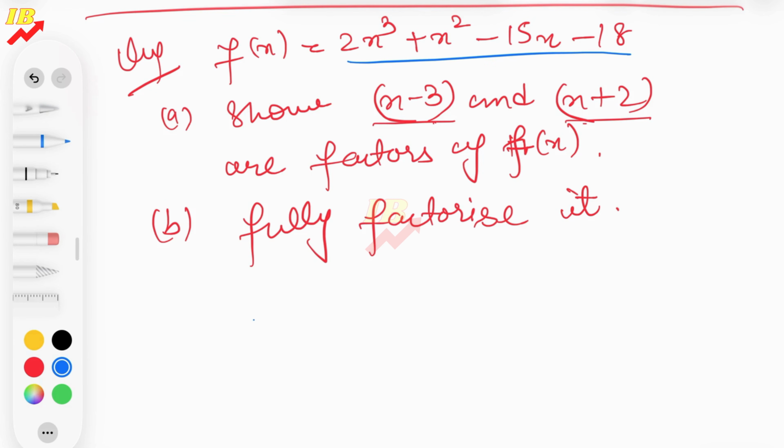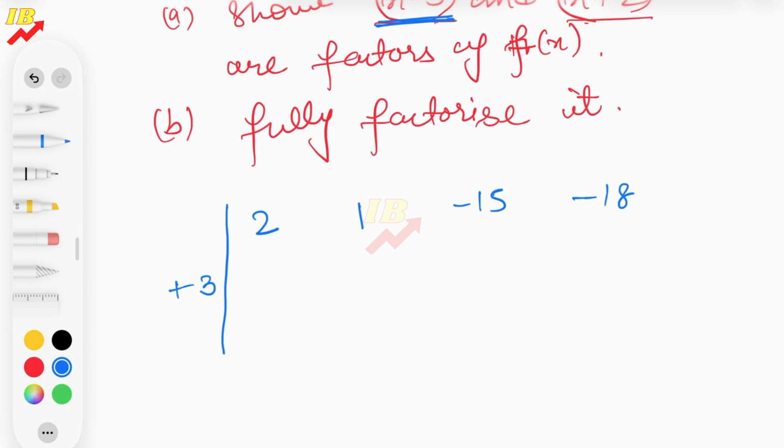Then we will be taking 2 plus 1, negative 15, negative 18, right? Your first factor is x minus 3, right? That means your x is plus 3, right? So we'll be taking a plus 3 here. So multiply it. We are not supposed to write a plus sign here. If it is negative, just show it, otherwise there is no need.